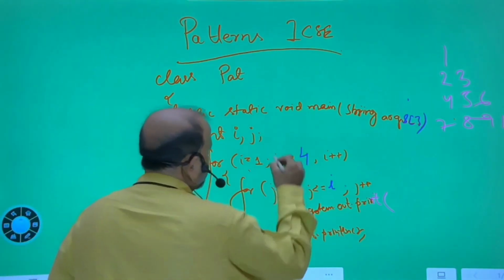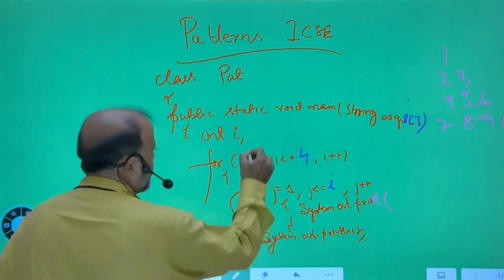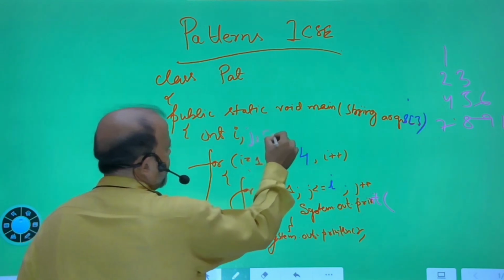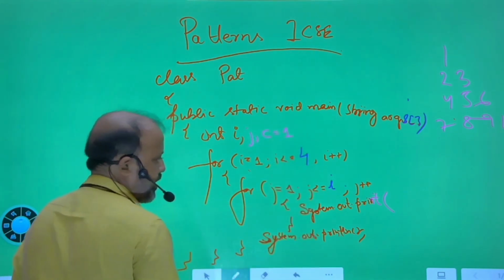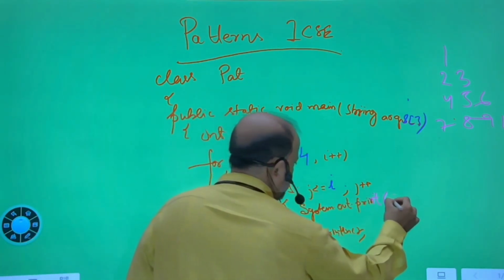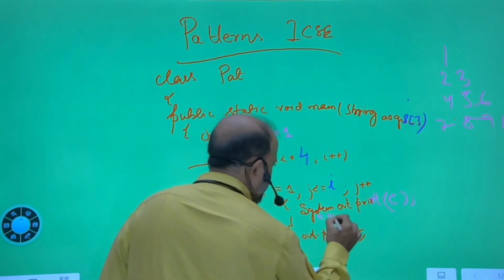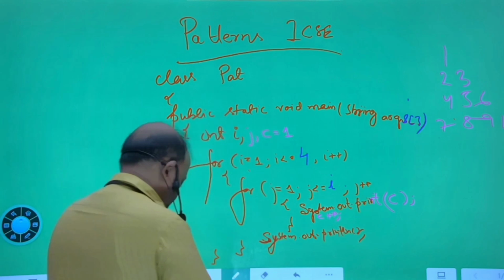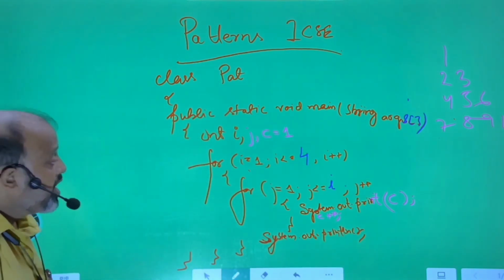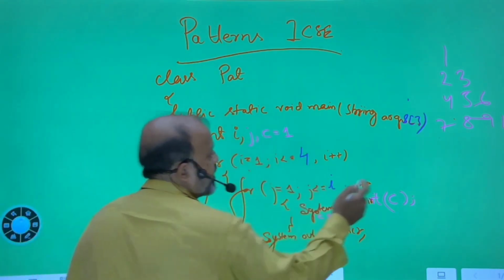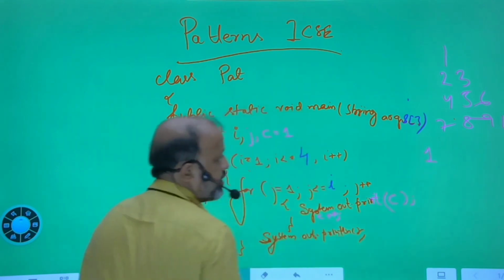So to do this, what you need is one I, J. You take one variable C equals to 1. And here, just print C. So 1 is printed, and after this you can use C++. What will happen? C is 1, see, the loop runs once, printing 1.